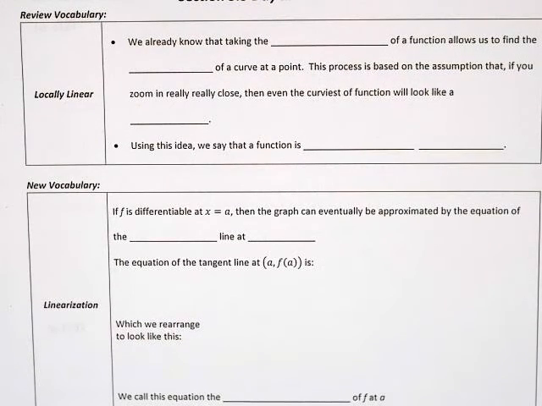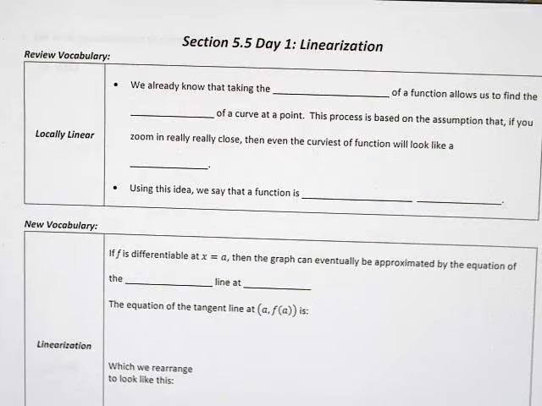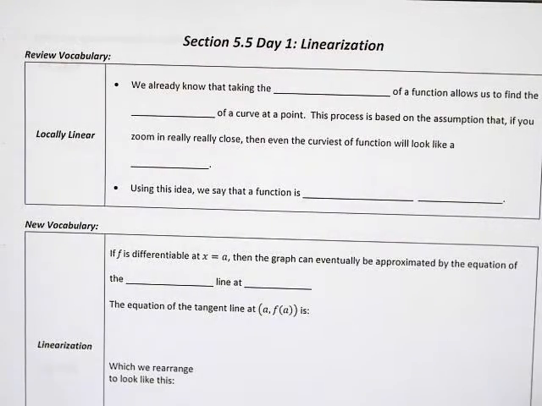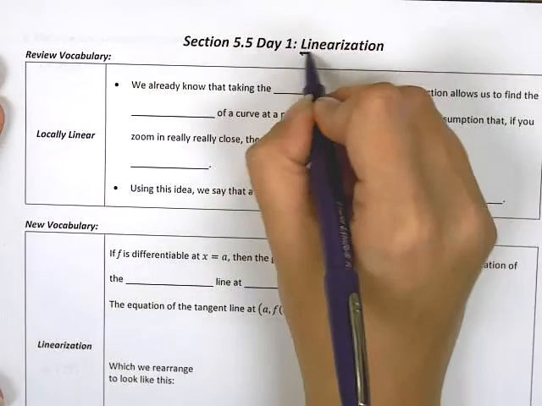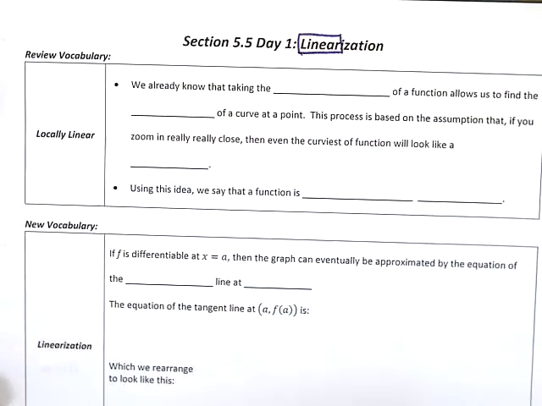Today we're going to be talking about section 5.5, which is all about what are called linearizations. Now, the word linearization has the word linear in it. So basically think about this as writing the equation of a line. We're just giving it a fancy name. Let's review what we know about functions already.